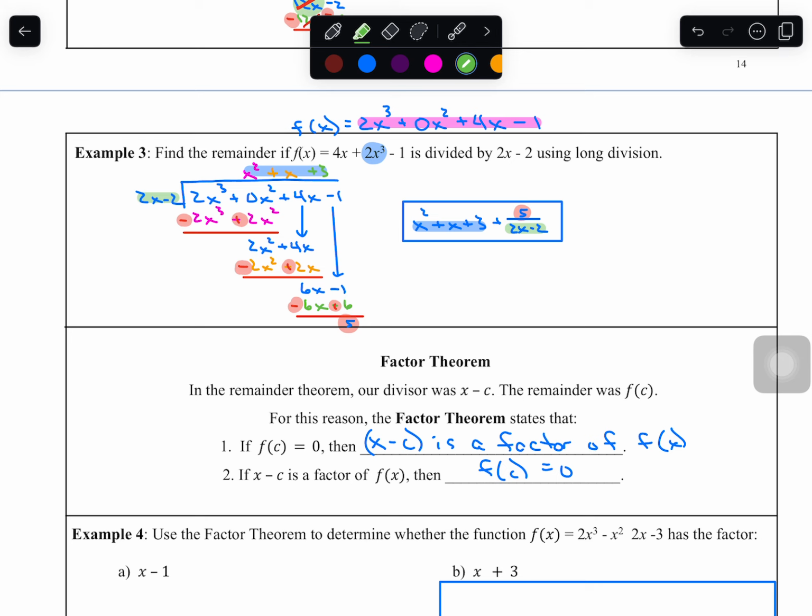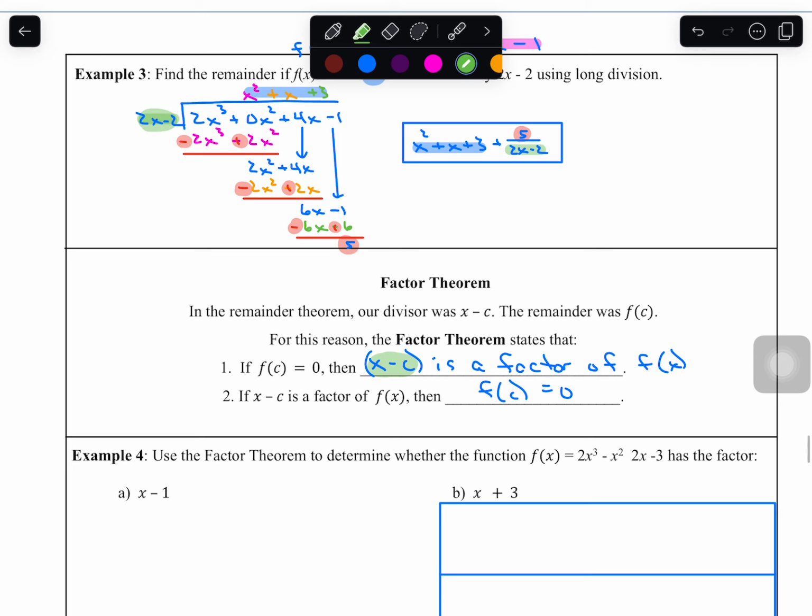So what the factor theorem says is that if x minus c is a factor, meaning I could divide a polynomial by that, just like I did up here, then it's going to be a factor of f of x if we get the remainder of 0. That's kind of what I was just saying, okay? So we're going to use that to our advantage, because if that's the case, then f of c is 0. So if I just plug c in, and I get 0, then that means it's going to be a factor, okay?